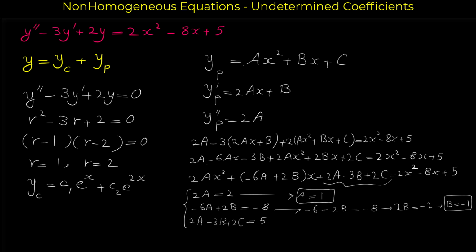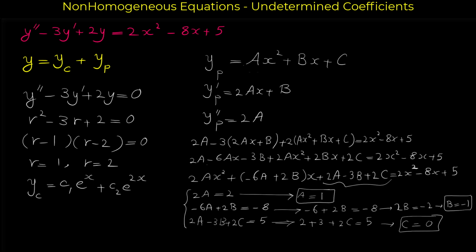Now if we plug in 1 for a and negative 1 for b in this equation, we can find c. 2 times a, 2 times 1 is 2. So we have 2, minus 3 times b. B is negative 1. Negative 3 times negative 1 is positive 3. Plus 2c equals 5. 2 plus 3 is 5. And on the other side we also have 5. If we move this 5 from the left to the right, 5 minus 5 is 0. So 2c is 0, and so c is 0.